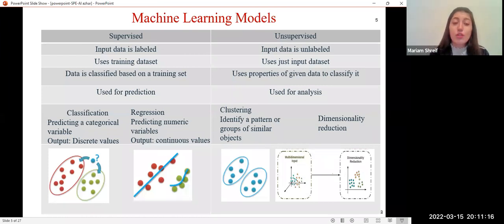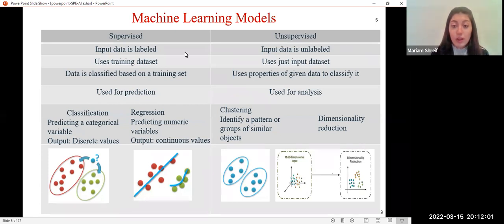Generally, the supervised algorithms are used for prediction purposes, while the unsupervised algorithms are used for analysis. Now, for classification, we are trying to predict categorical variables, so the output values are discrete. For example, if we are trying to predict lithology, the output is discrete, so it's either, for example, permeable sandstone or limestone. For regression, we are predicting numeric variables, and the output values are continuous.